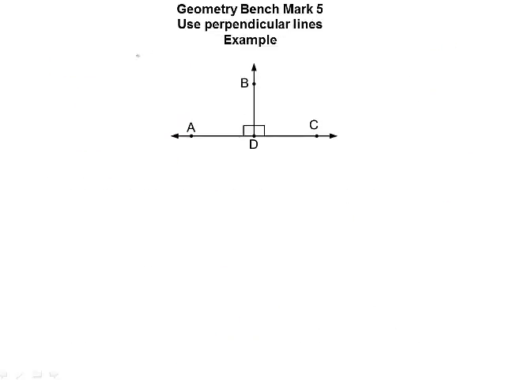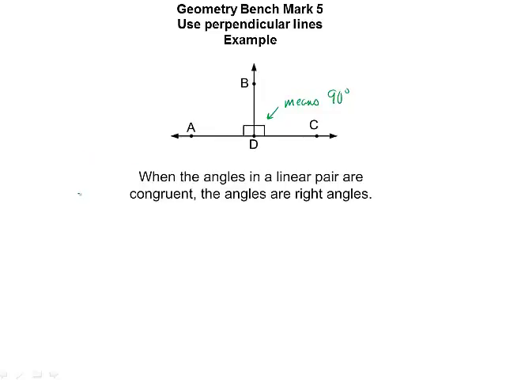So I have this example. Remember, this means 90 degrees, in case you forget. Okay, so when angles in a linear pair are congruent, then the angles are right angles. This angle is the same as this angle, 90 degrees, 90 degrees. So if you have a linear pair, you have right angles if you have two congruent angles.